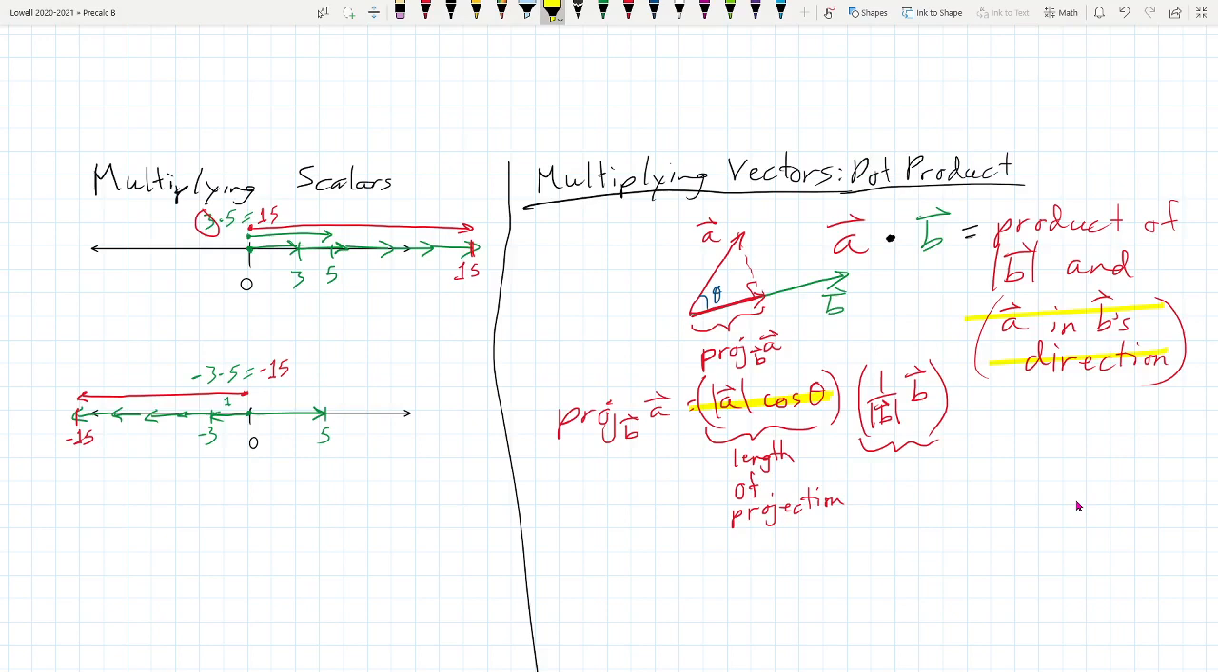And so the dot product, if we simplify this, well, we know what the magnitude of B is, or we could calculate it easily. Turns out that A dot B is simply equal to the magnitude of B times the length of the projection of A onto B, meaning the magnitude of A cosine theta. And so this is the dot product.